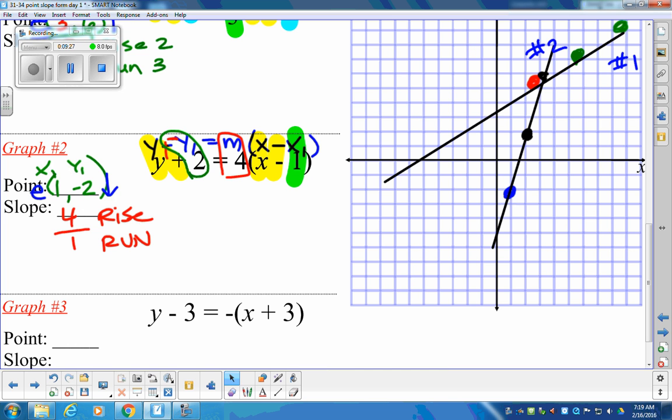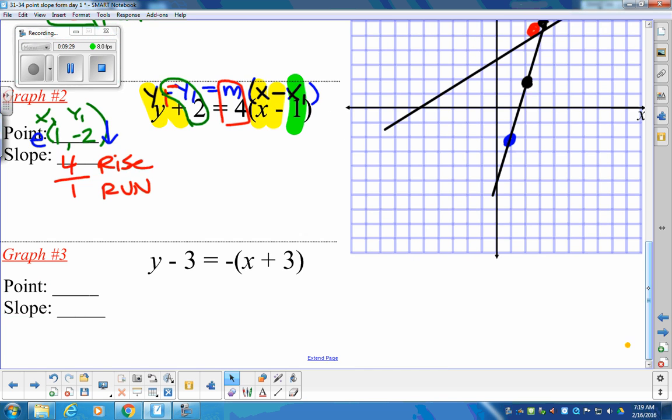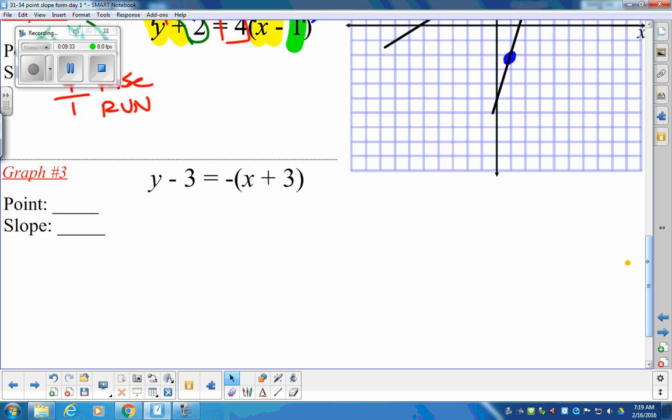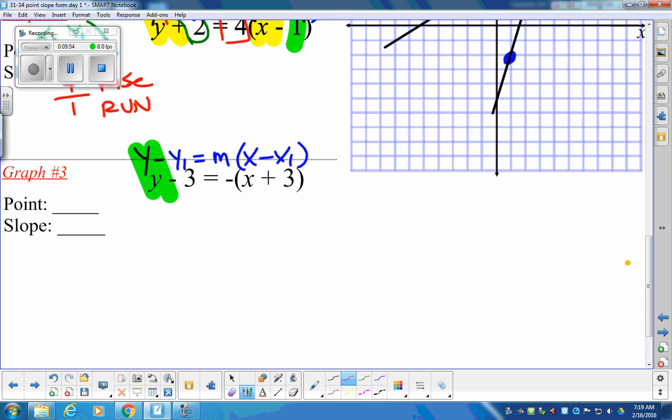And graph number 3, again, using something called point slope. So here we go. We have y minus y1 equals the slope x minus x1. Looking for a perfect match. So as I work from left to right, we have y, perfect match, minus perfect match. Therefore, my y1 value is going to be equal to 3.